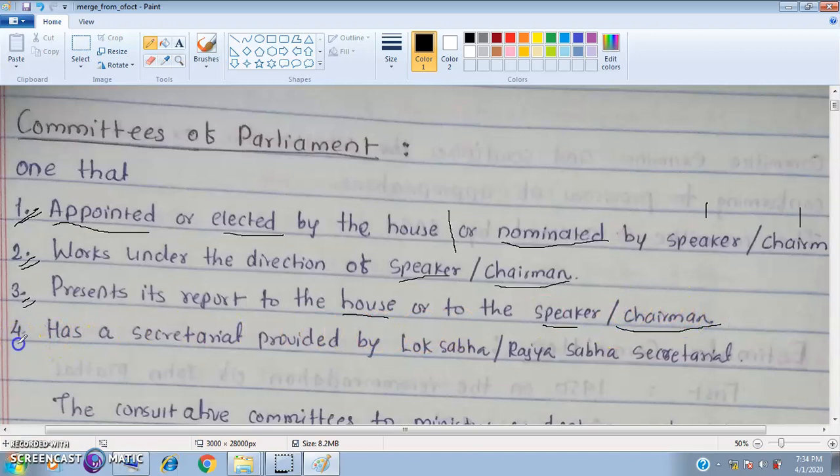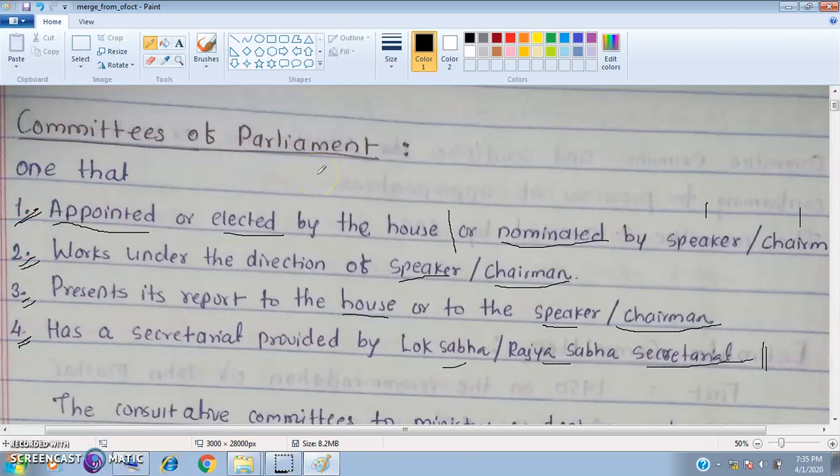And the fourth condition being, the secretariat required for the working of the committee has to be provided by the Lok Sabha or Rajya Sabha secretariat. In no way should the help of the secretariat of individual ministries be taken. If a committee satisfies all these 4 conditions, then that committee would be called a Committee of Parliament.